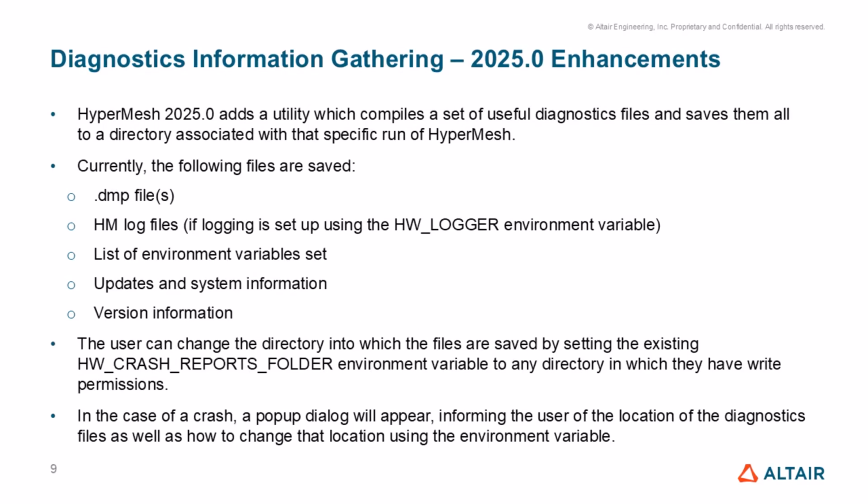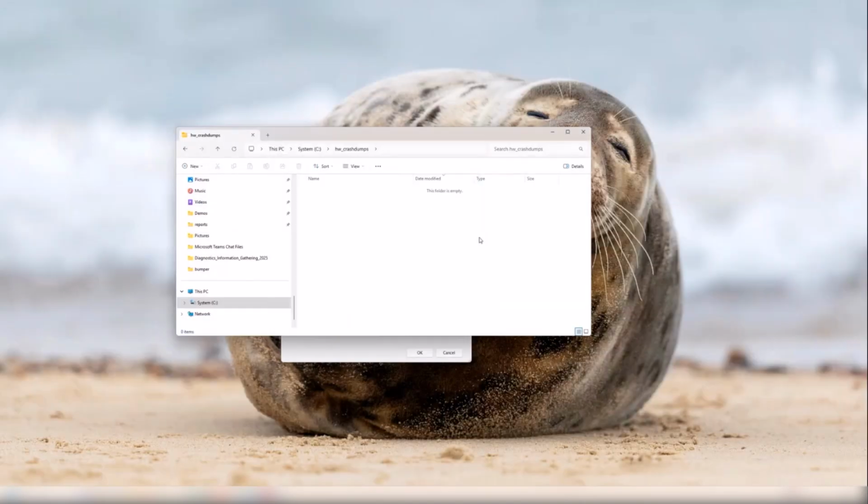So I am going to do a quick demo, just so everybody can see it in action. I'm going to start by showing you some of my environment variables. You can see I have my HW crash reports folder set to a directory called HW crash dumps. And I also have logging set up. These are just our standard logging. If I go to this folder, you'll see it's currently empty.